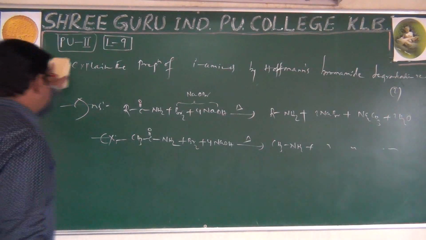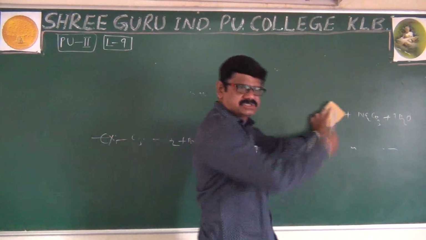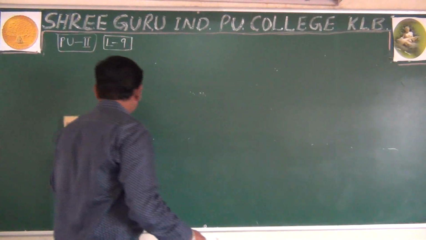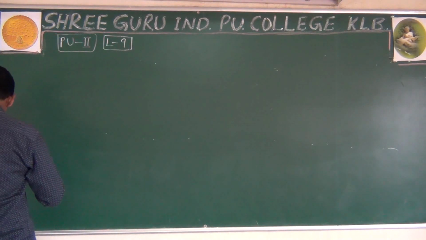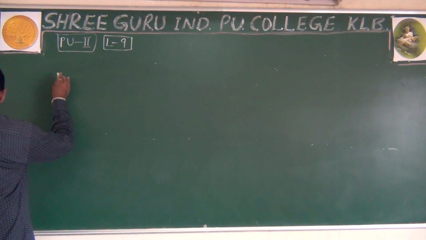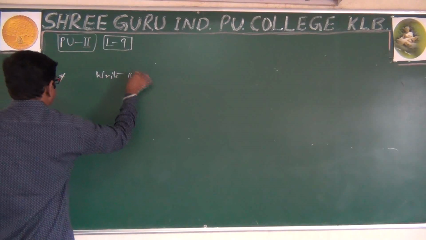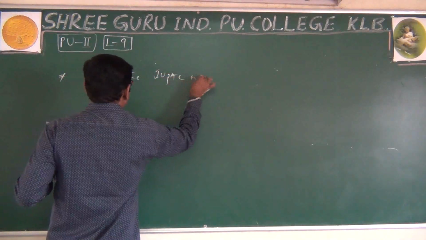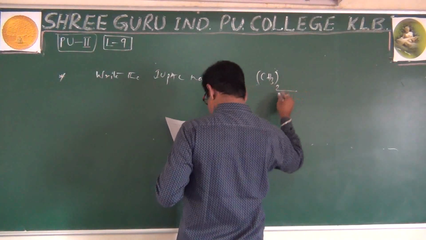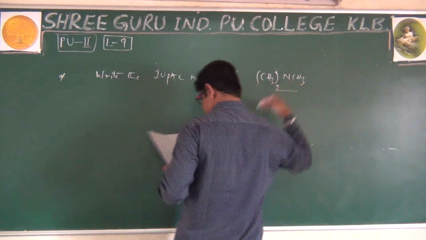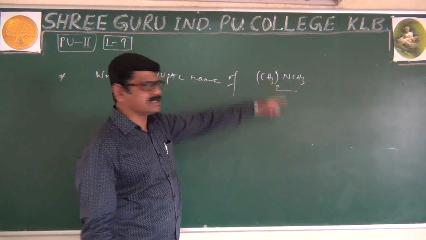Next, the September 2020 question. One September 2020 question I will explain already, a 3 marks question. Now we will see the 2 marks question. He has split it into 1 mark each. First question is: write the IUPAC name of (CH3)3N. Very simple. Here I will say it's an amine. Which amine? Tertiary amine. He is asking to write its IUPAC name.